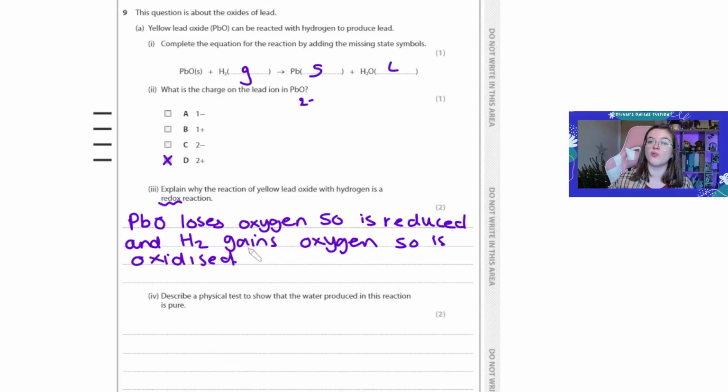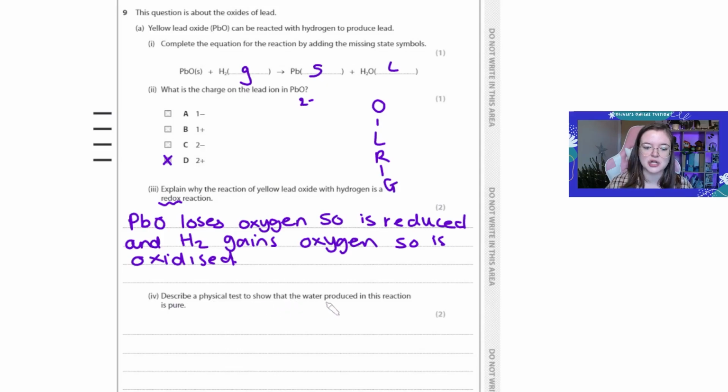And this is just one version of a redox reaction. The other one is OIL RIG, which you might have learnt. Oxidation is loss of electrons, reduction is gain of electrons. But unless we split this up into half equations, we're not going to see what's happening with the electrons. Here we can see oxygen moving around, which means that we're going to look at that. And there we are.